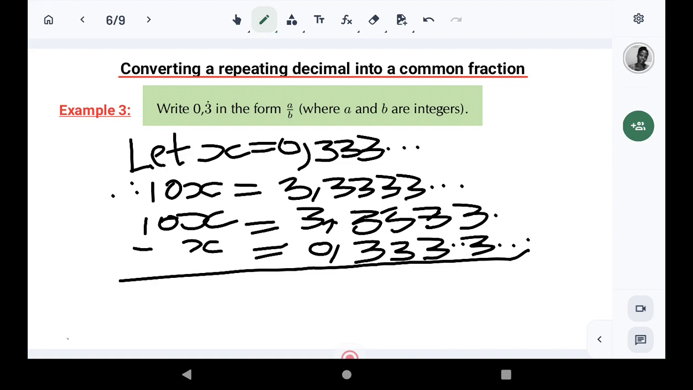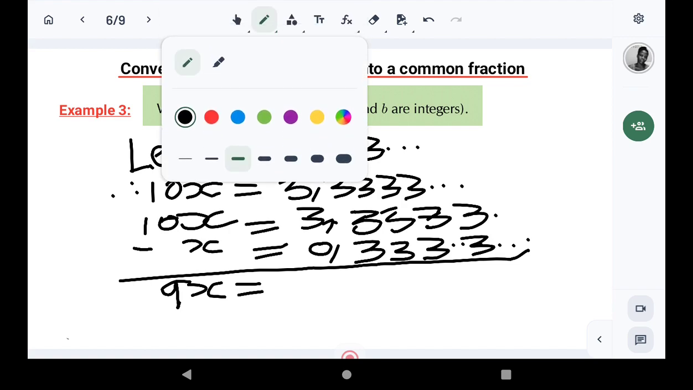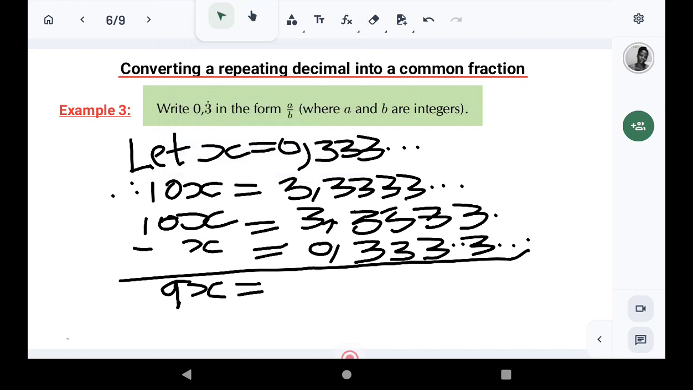Now 10x minus x, that is 9x. That is equal to 3 minus 3, that's 0, 0, 0, 0. 3 minus 0, that is 3. So we get 0, 0, 0, 0, comma 3.